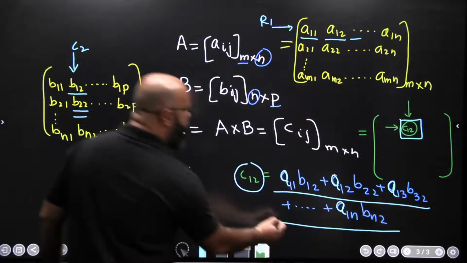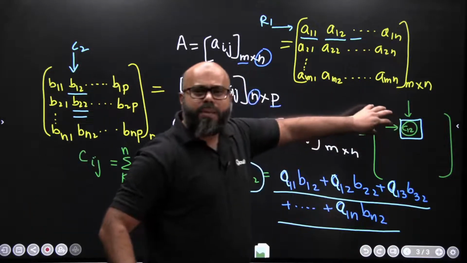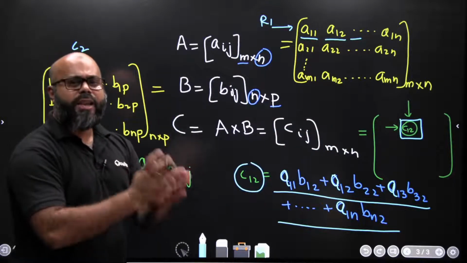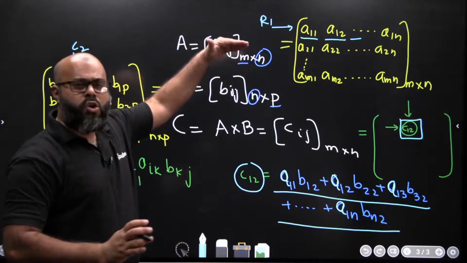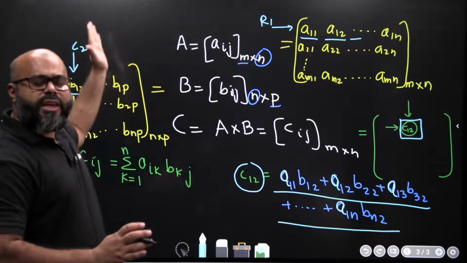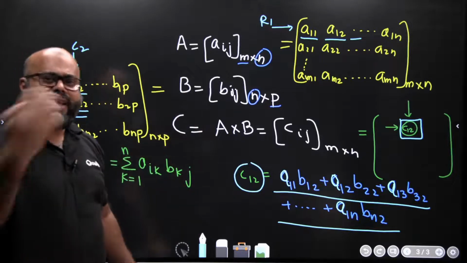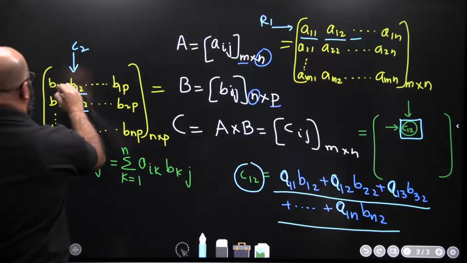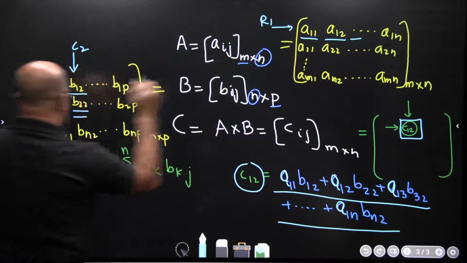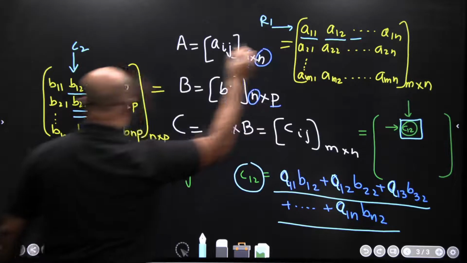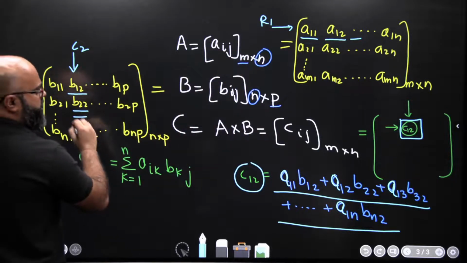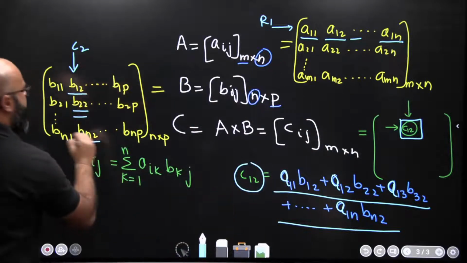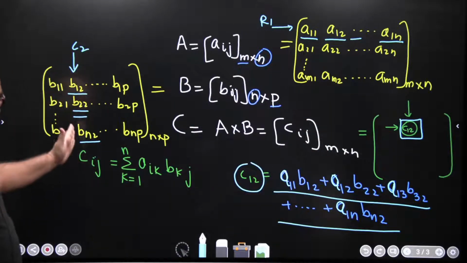What is happening over here? A single element of the multiplied matrix is actually the multiplication of corresponding elements of the first row of the first matrix and the second column of the second matrix, and we are adding them up. So A11 is multiplying with B12, A12 is multiplying with B22, A13 is getting multiplied with B32, and similarly A1n is multiplied with Bn2. So this is a column and this is a row.